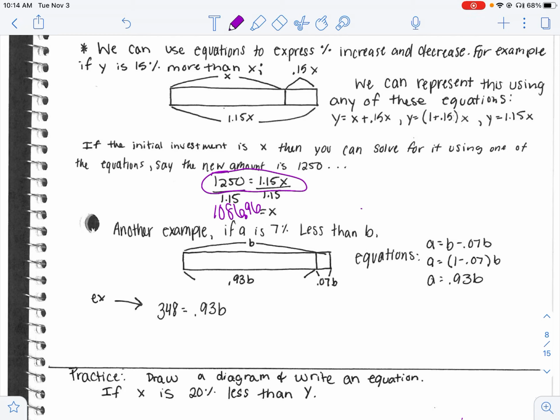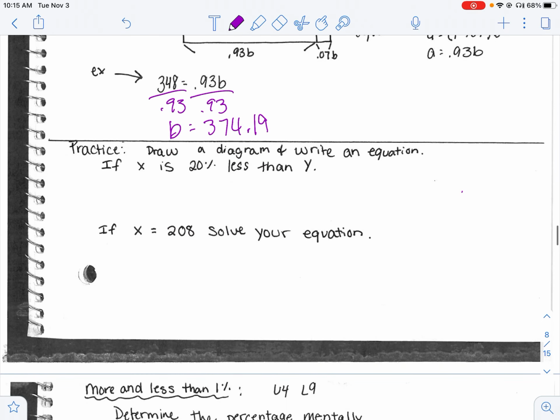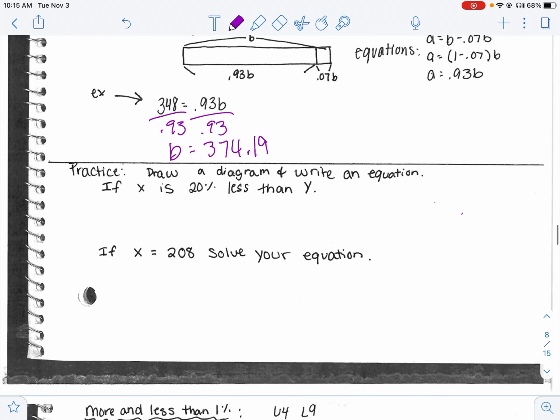Okay, another example is if A is 7% less than B. We have several equations here. We have A equals B minus 0.07B, A equals 1 minus 0.07 times B, and then A equals 0.93 times B. We're going to use the last one. If we plug in 348 equals 0.93B, we have to divide by 0.93. And we get B equals, when we take 348 divided by 0.93, we get 374.19.